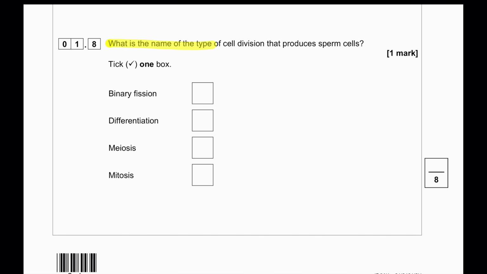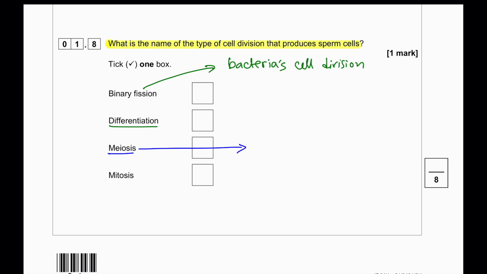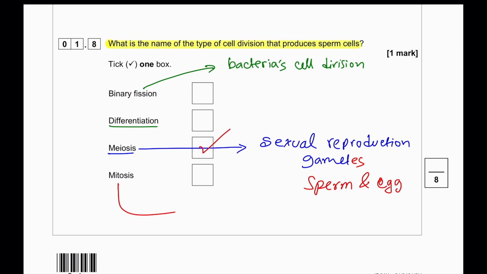What is the name of the type of cell division that produces sperm cells? Binary fission is the bacteria's way of cell division. We already talked about differentiation. It's a form of specialization. Meiosis occurs during sexual reproduction. It produces gametes such as sperm and egg. So this will be the correct answer. Mitosis produces genetically identical daughter cells.